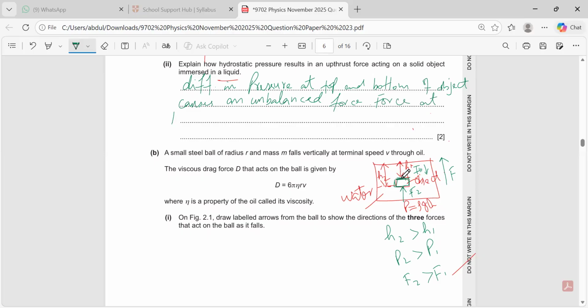Force at the bottom, which is acting upward, is greater than force at the top. That force is downward, as I have drawn the arrows also.